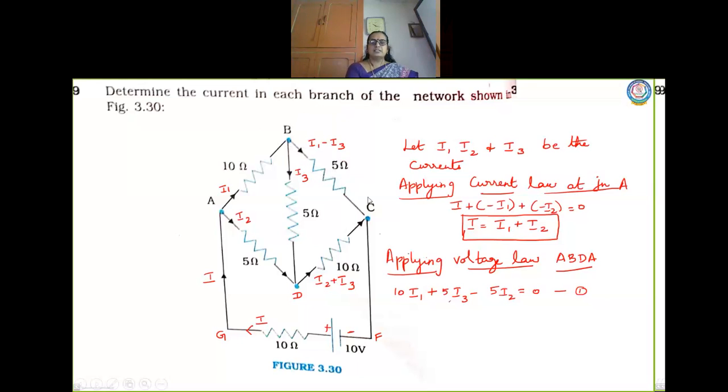Next, from C to D, look at the direction, children. It should be from C to D, but here it is given from D to C. So when I write the product of current into resistance, I will have a negative sign here. Next, it should be D to B, again the direction of current is opposite. So when I write the product of current into resistor here also I have a negative sign. So the first alone I have a positive sign. The remaining I will have a negative sign.